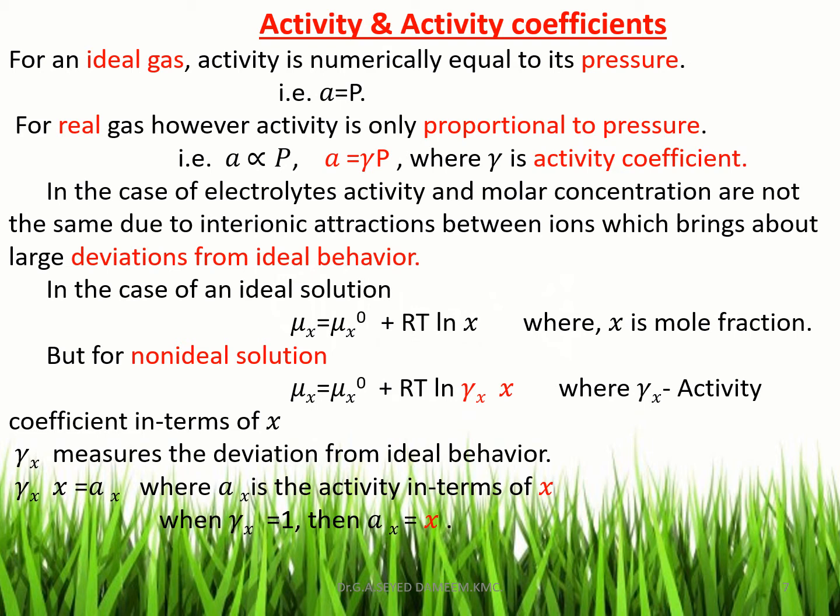That is for an ideal solution. But for a non-ideal solution, mu x is equal to mu 0 x plus RT ln gamma x into x, where gamma x is the activity coefficient in terms of x. Now gamma x into x is equal to a x, where a x is the activity in terms of x. When gamma x is equal to 1, then a x is equal to x, that is activity is equal to mole fraction.